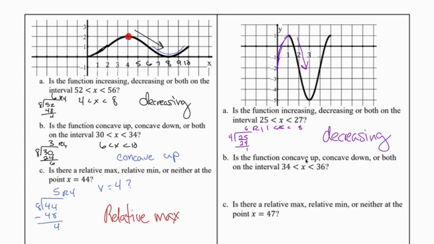Is the function concave up, concave down, or both from 34 to 36? Well, 4 goes into 34 8 times. 8 times 4 is 32. Subtract, and you get a remainder of 2. So from 2 units later to 4, we are going from here to here, and it looks like from 2 to 4, we are a solid concave up.